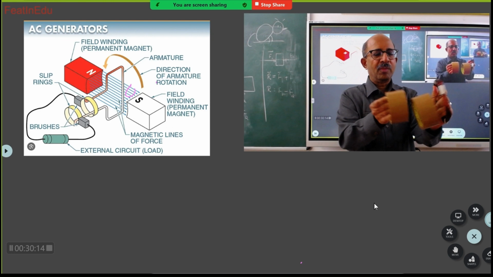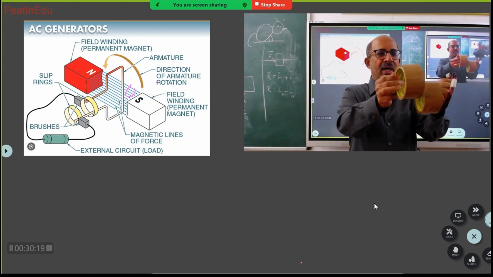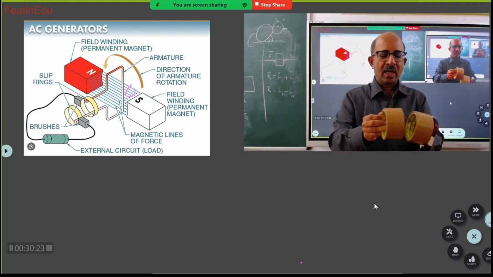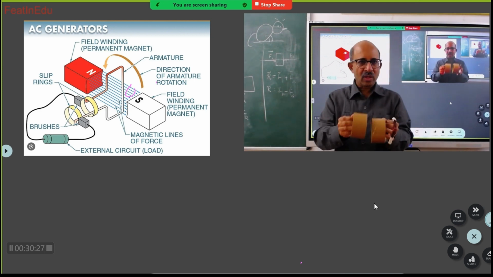So there are two slip rings connected, and now the coil will rotate. If the coil rotates, the slip ring also will rotate. Did you see that? Online students, did you see that? So that is the arrangement.